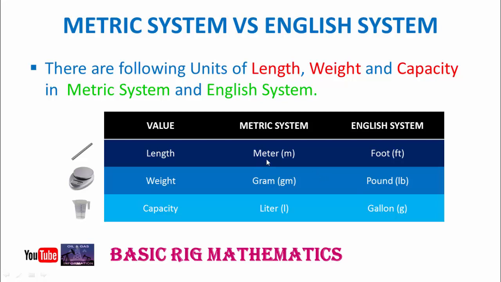Here you can see meter is represented by small m, foot is represented by small f and t, gram is represented by small gm, pound is represented by small lb, liter is represented by small l, and the gallon is represented by small g.